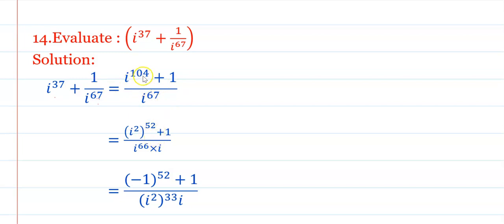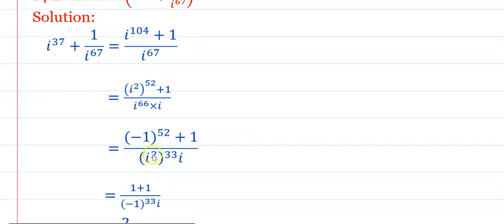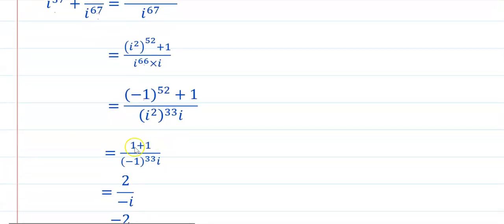Now i raised to 104 means what? i square bracket raised to 52 plus 1. Again i raised to 67 means what? i raised to 66 into i. But i square means what? Minus 1. Minus 1 raised to 52, again plus 1. i raised to 66 means what? i square bracket raised to 33 into i. Minus 1 raised to 52 means what? Again minus 1 raised to an even number, it is a plus 1.